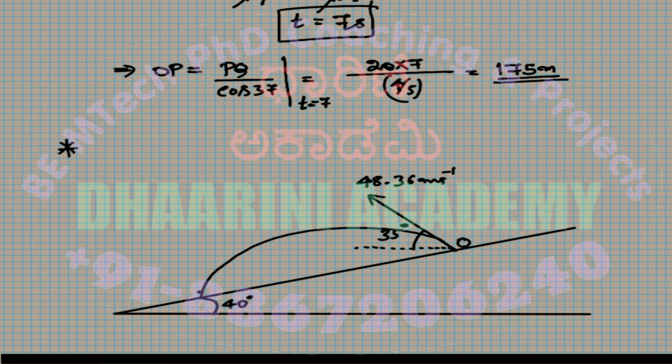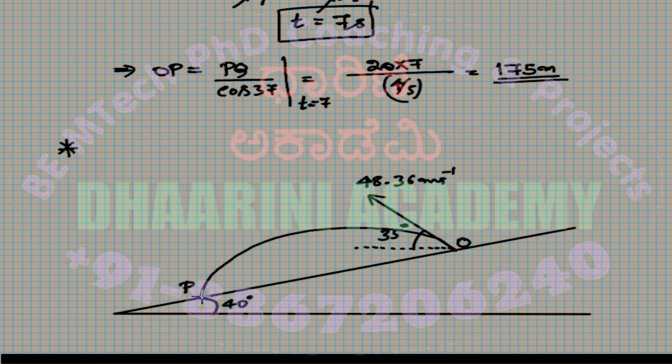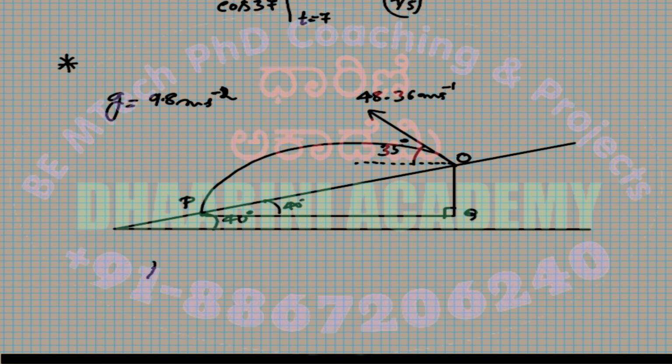Okay, so this is O, the point where it touches is P. Still we can draw a right angle triangle. So even this becomes 40 degrees. This is what we call Q. All right. So take the g value as 9.8 meters per second square to find out the following. Okay, we want the range. First, you can calculate the time of flight, and then you give the distance OP.